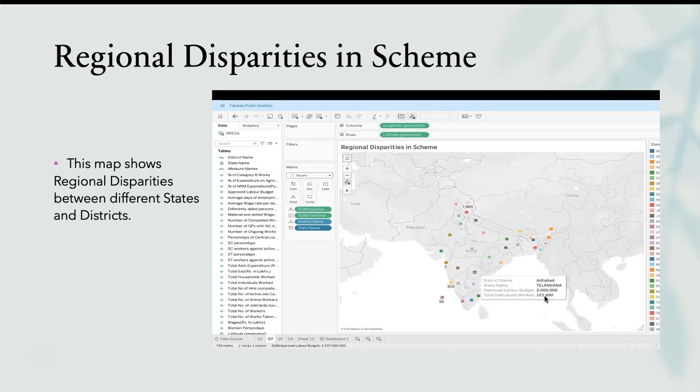And also there are some regional disparities like SC, ST workers and women percentages. These are like caste and tribe working. So we can say there are some regional disparities in this scheme.